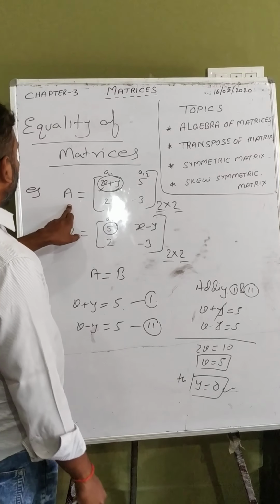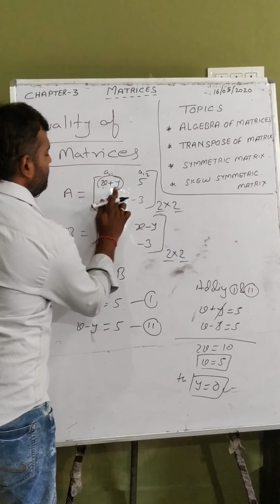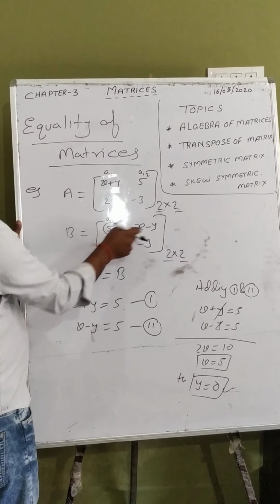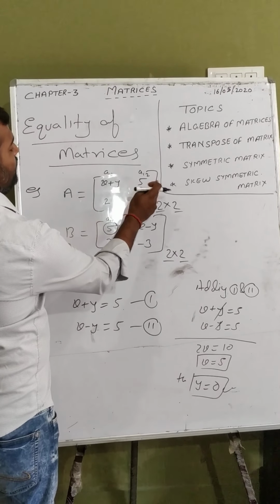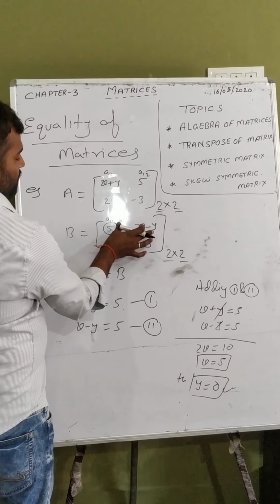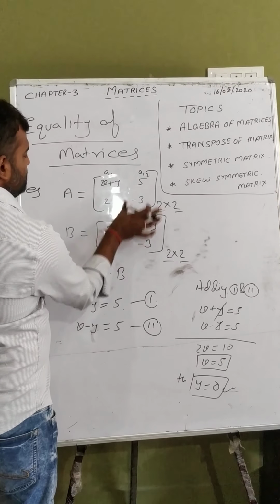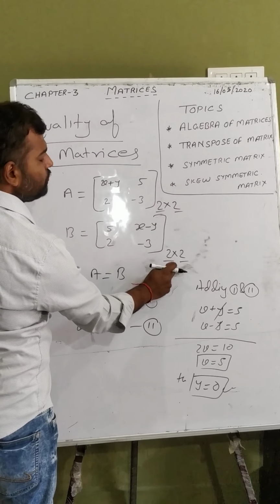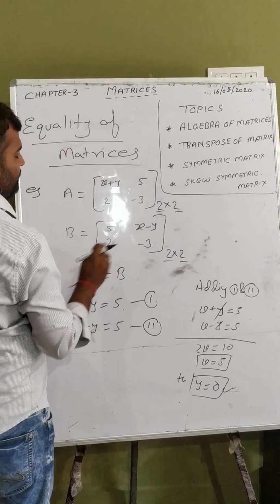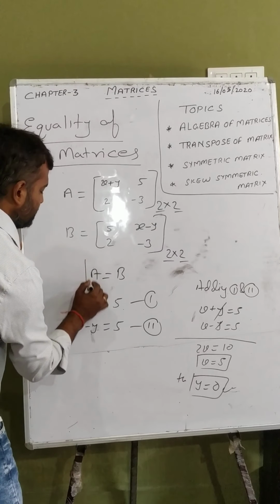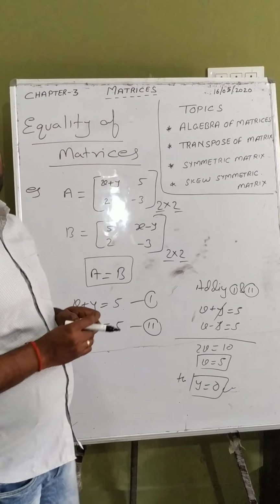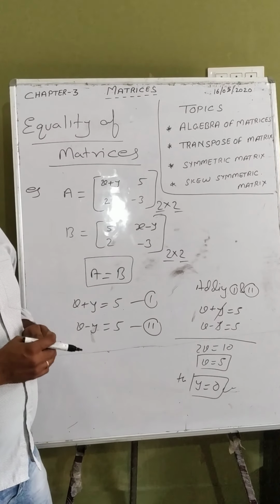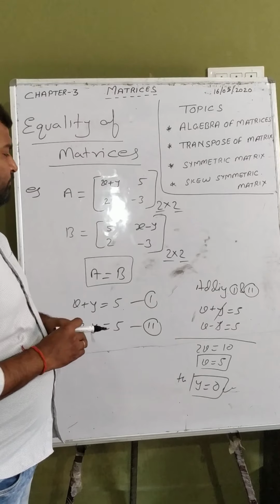Let us consider A is a matrix of the order 2 by 2 whose elements are given: x plus y, 5, 2, minus 3. B is another matrix, also of the order 2 by 2, whose elements are given. It is given that the matrix A and matrix B are equal. Then find the value of the unknown quantity.